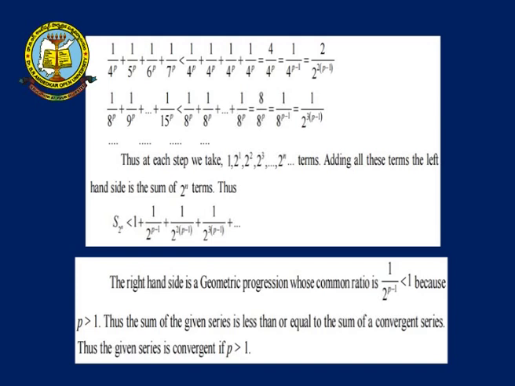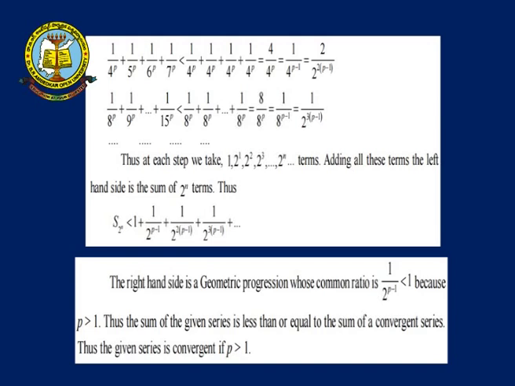Now in this simplification, if I take the next 4 terms, 1 by 8 to the power of p, 1 by 9 to the power of p, up to 8 terms, ending at 1 by 15 power p, I will get the last term as 1 by 2 cubed, whole power p minus 1. So it clearly appears like a geometric series. The first term is 1, and the sum of the first 2 to the power n minus 1 terms is clearly less than that geometric series.